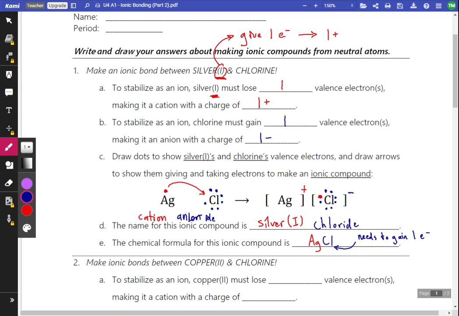So for now, to wrap up this one, before we get in too deep on this, this is the structure of our ionic compound that we can call as a name silver 1 chloride. Or as a formula, we can call it AgCl.